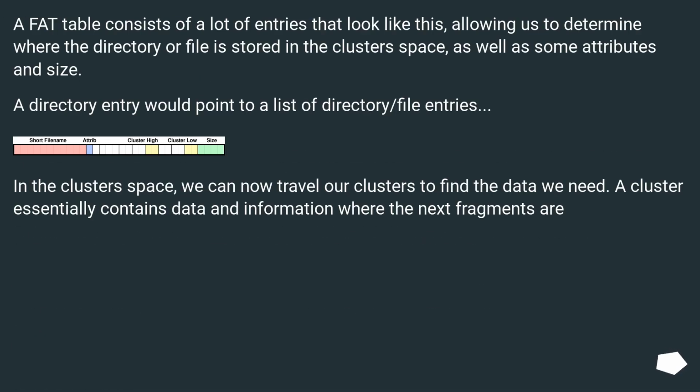A FAT table consists of a lot of entries that look like this, allowing us to determine where the directory or file is stored in the cluster space, as well as some attributes and size. A directory entry would point to a list of directory/file entries. In the cluster space, we can now travel our clusters to find the data we need.